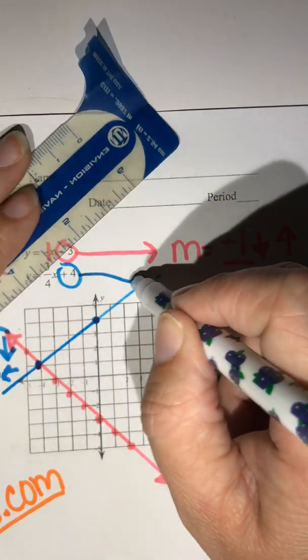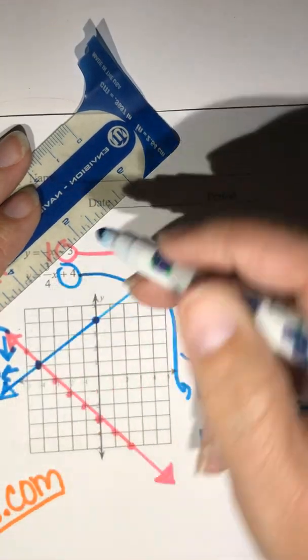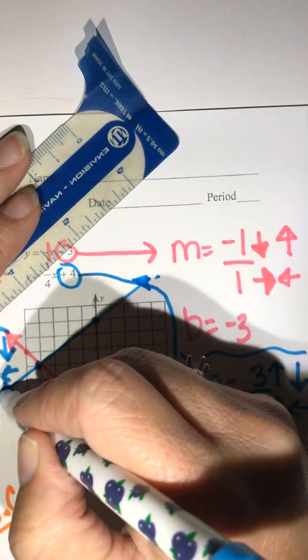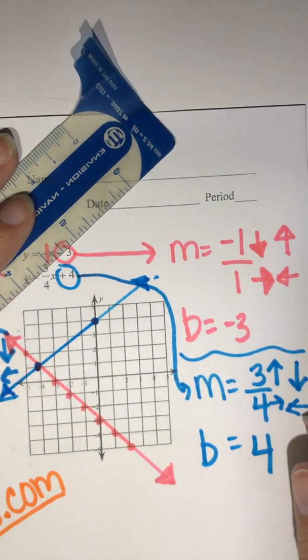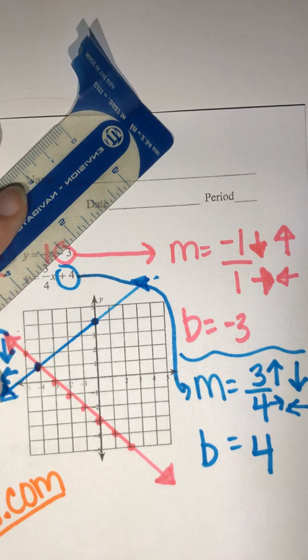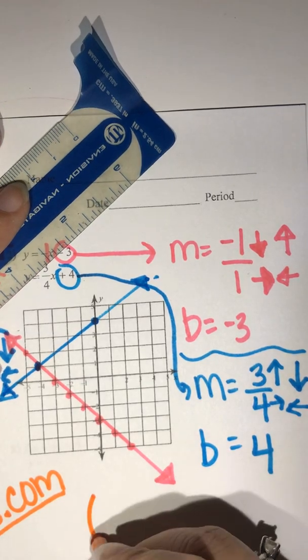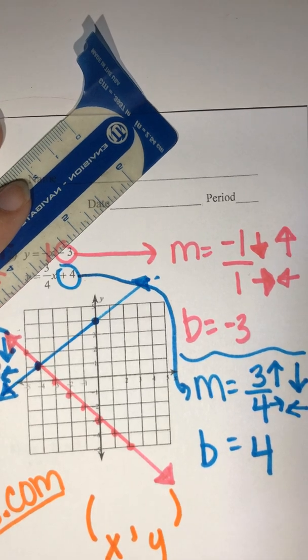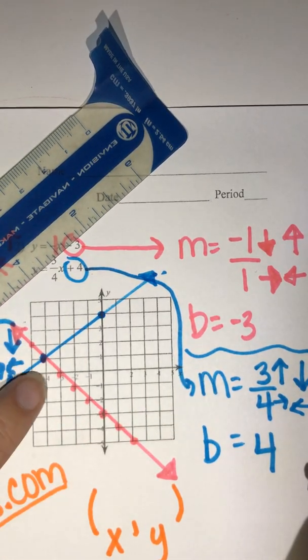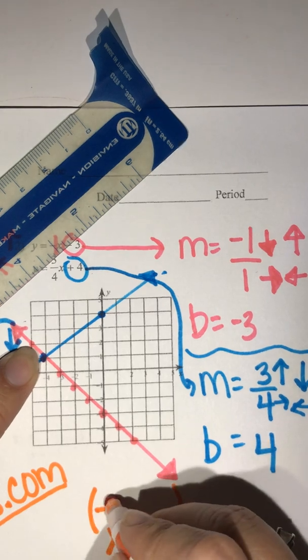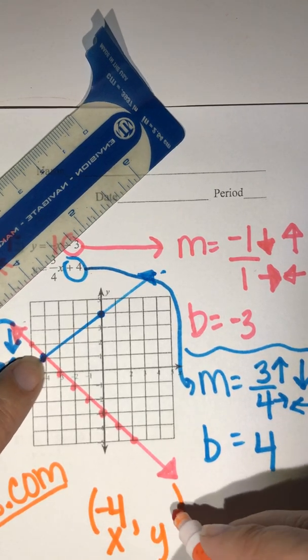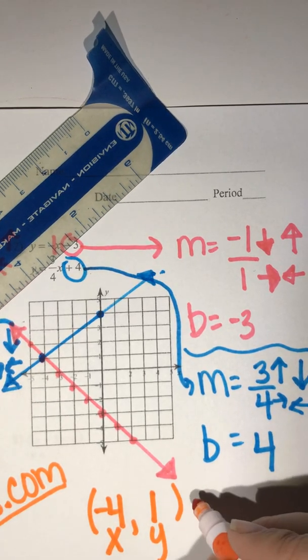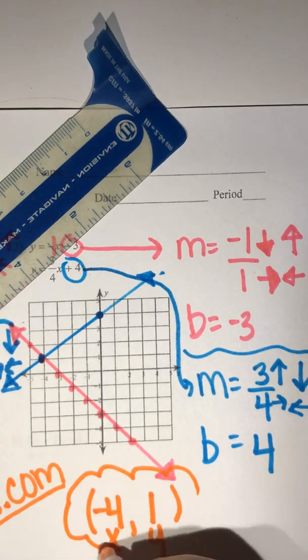And if I connect my dots, that's what my system of equations looks like. Remember, the solution to a system of equations is an ordered pair. And it's x and then y when you write your ordered pair. So my x point right here was -4, and my y is a +1. So this right here is my solution.